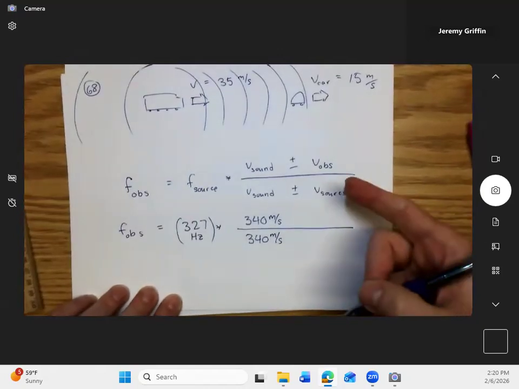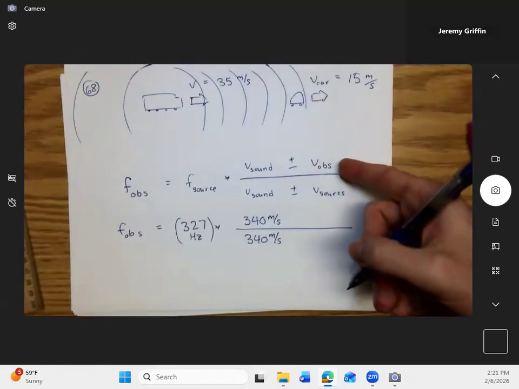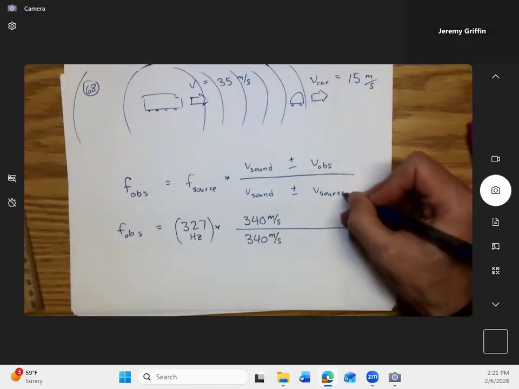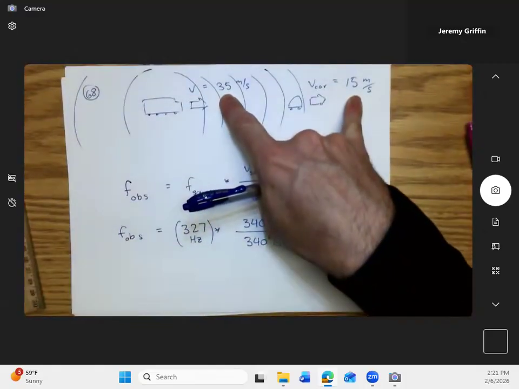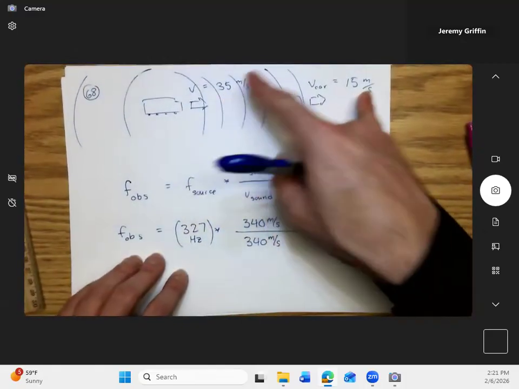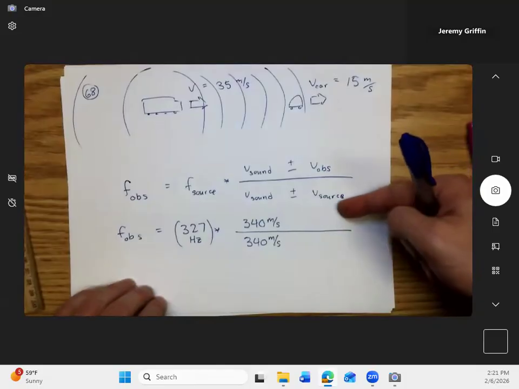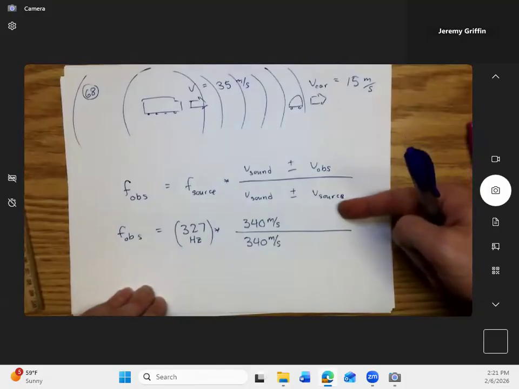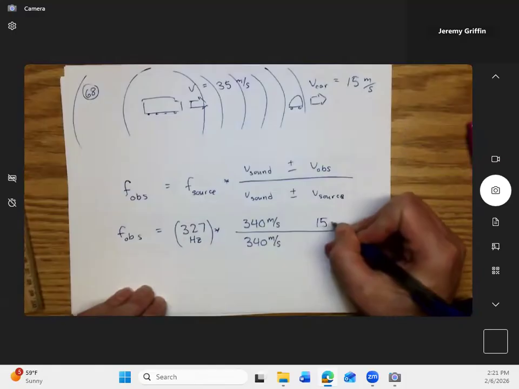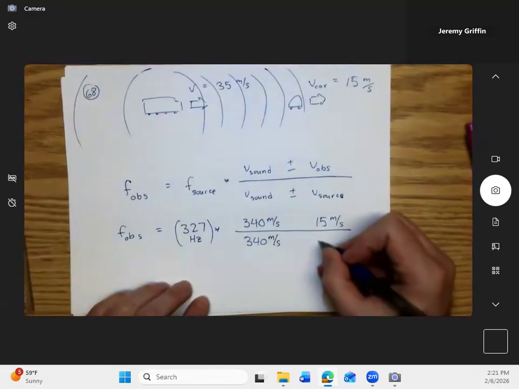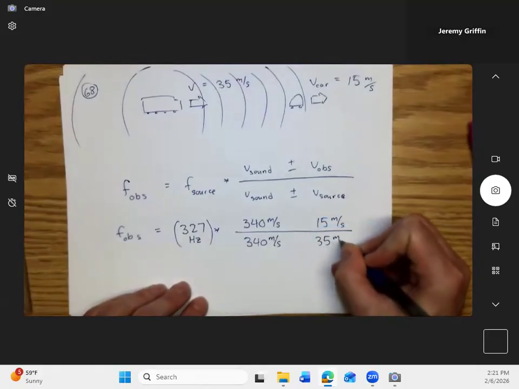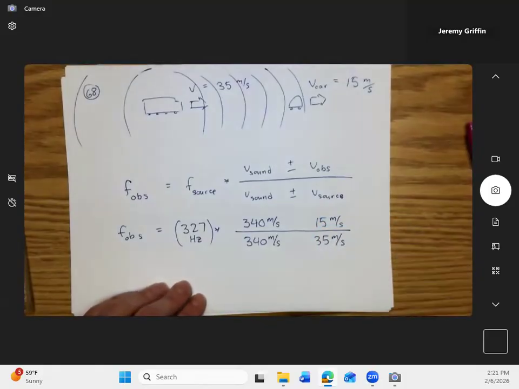Okay, now observer and source. Here are the values: 35 meters per second and 15 meters per second. So what are you going to put for observer? 15. Yeah, so we need a 15 right here, meters per second. And then the source must be the 35 meters per second. So now we have to figure out plus or minus.